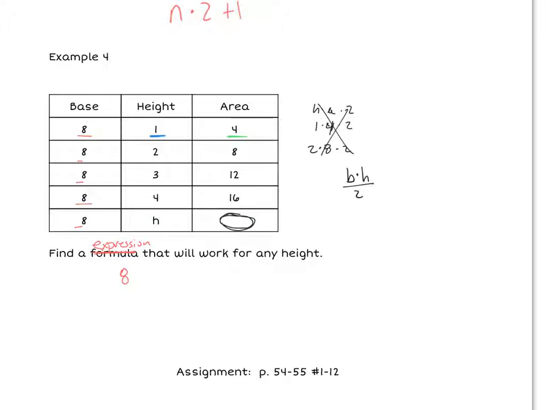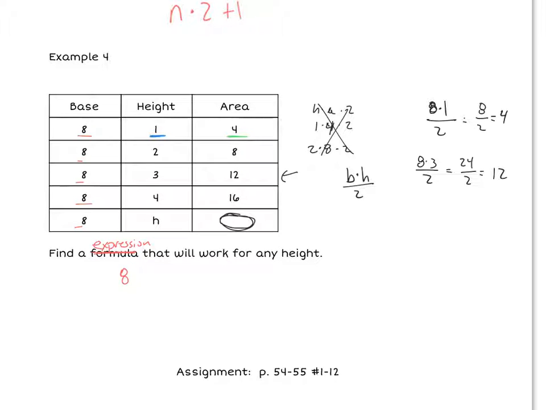Okay, let's try that. So let's try the first one. 8 times 1 divided by 2. 8 times 1 is 8 divided by 2. Well, I'm just trying right now. Okay? 8 equals 4. Does that work? Okay, let's try another one. Let's try the third one down here. 8 times 3 divided by 2. What's 8 times 3? 24. 24 divided by 2, and that equals 12? Oh, that seems to work.